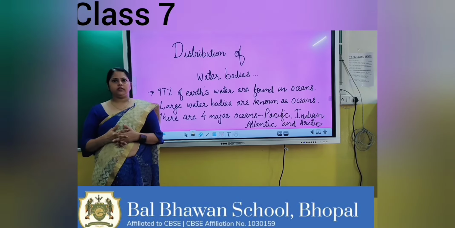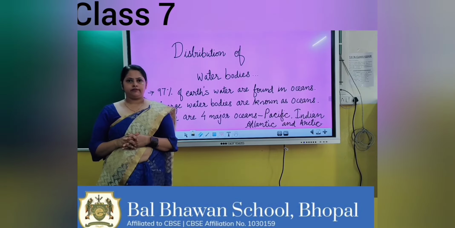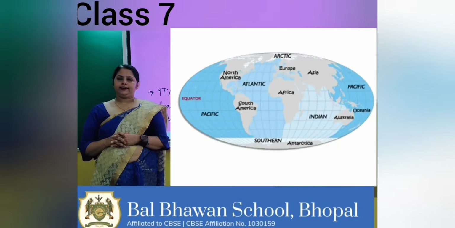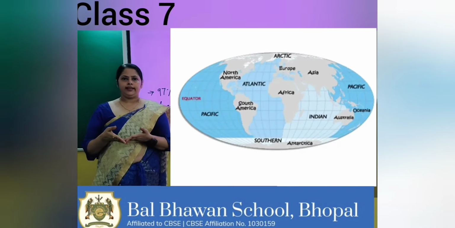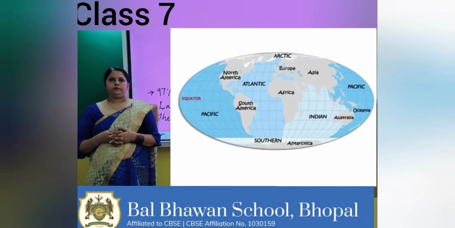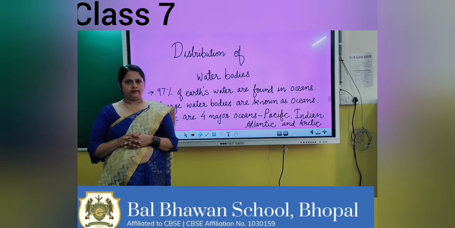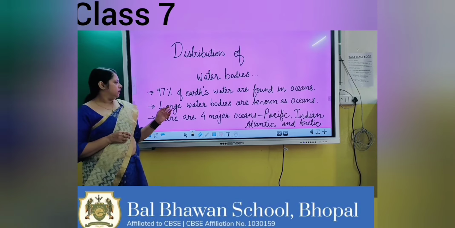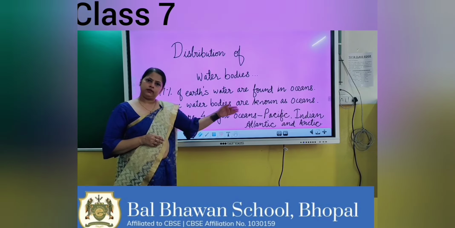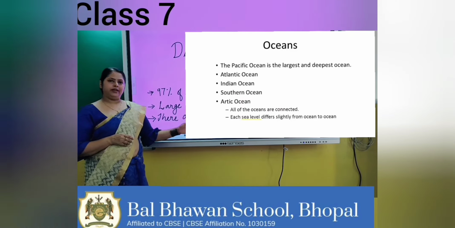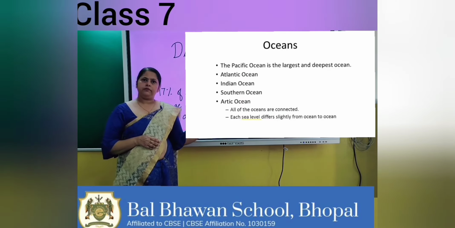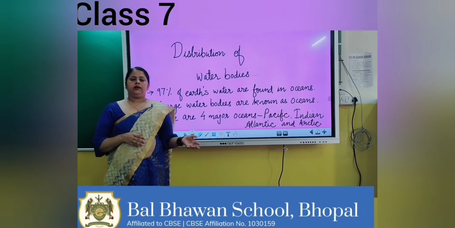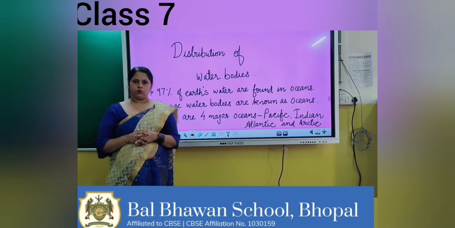The present distribution of land and water on the earth's surface shows that the northern hemisphere has more land, whereas the southern hemisphere is almost a watery area. There are 4 major oceans on earth. Now, what are oceans? Large water bodies are known as oceans. There are 4 major oceans: Pacific Ocean, Atlantic Ocean, Indian Ocean and Arctic Ocean. Pacific Ocean is the largest ocean.